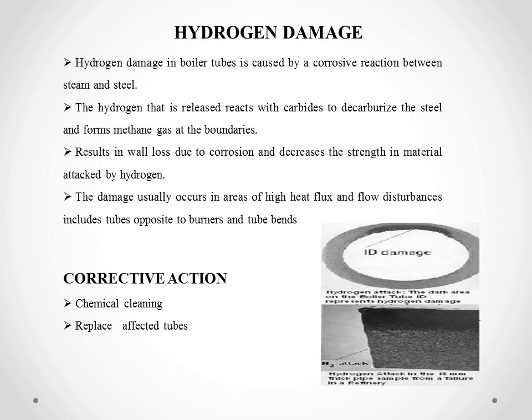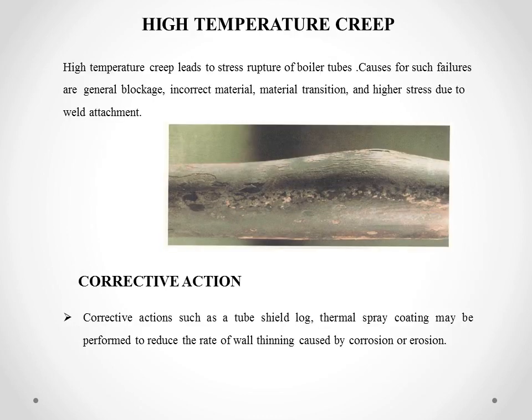Hydrogen damage is caused by a corrosive reaction between steam and steel. The hydrogen that is released reacts with carbides to decarbonize the steel and forms methane gas at the boundaries. This results in wall loss due to corrosion and decreases the strength of material attacked by hydrogen. The damage usually occurs in areas of high heat flux. Flow disturbance includes tubes opposite to burners and tube bends. Corrective action is chemical cleaning.